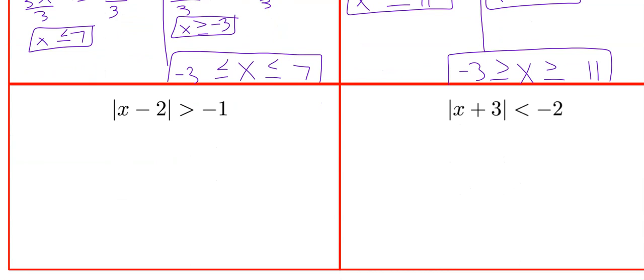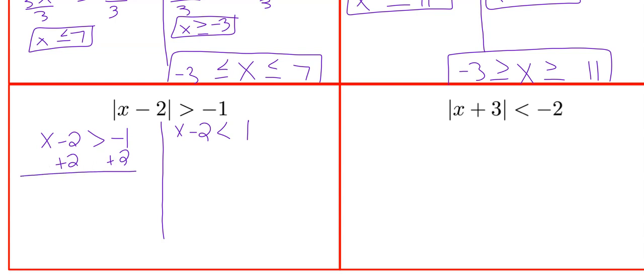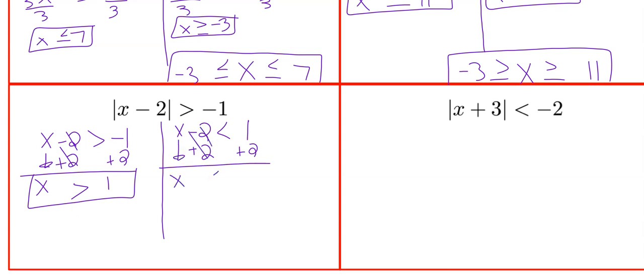Next. Here's the last example. I have x minus 2 is greater than -1. Then I have x minus 2 is less than +1. So if I solve these using my usual algebraic solving methods, I get x is greater than -1 plus 2 is +1. Here, if I add 2 to both sides, I get x is less than 1 plus 2 is 3.